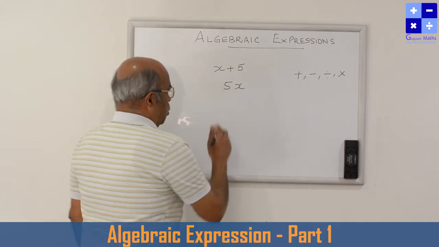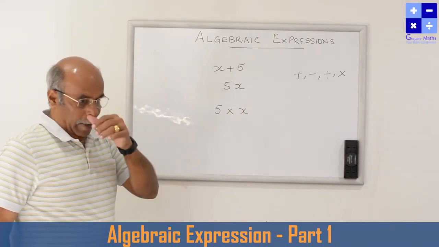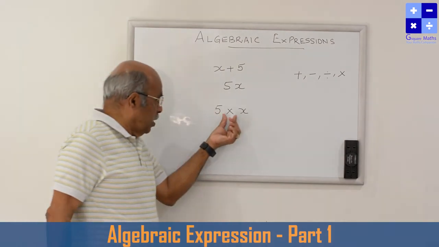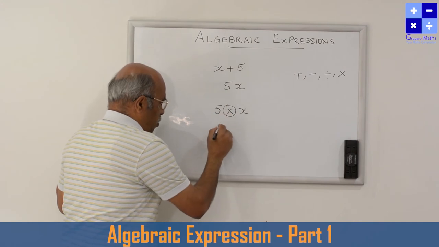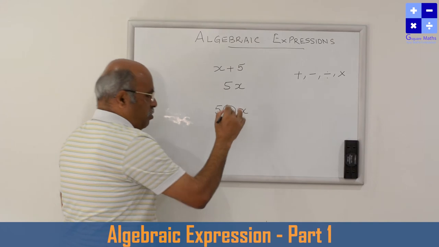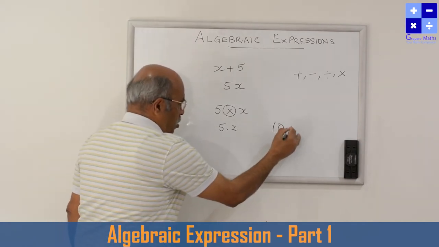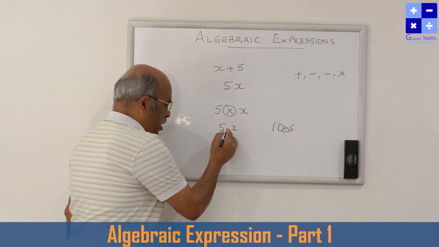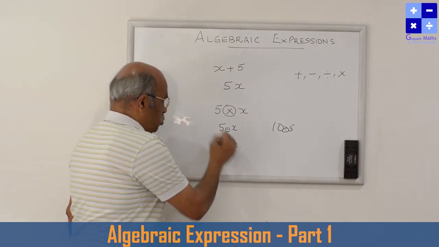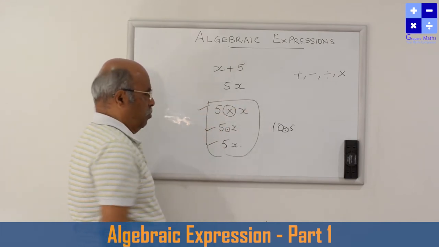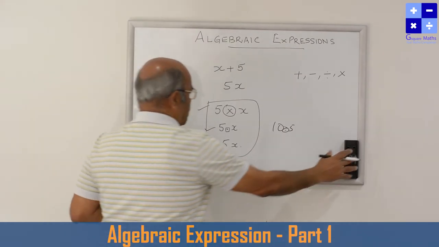Why are we writing 5x? Why are we not writing 5 into x? Sometimes there's a misconception among children that the multiplication symbol and the letter x are the same. Because of that, mathematicians put multiplication as a dot, 5 dot x. Again, it gives confusion, as the dot may be a decimal dot, like 10.5. So the children should not have the misconception that this is a decimal. So mathematicians simplify this as 5x. All three are the same: 5 into x, 5 dot x, 5x. This is a simple notation made for convenience.